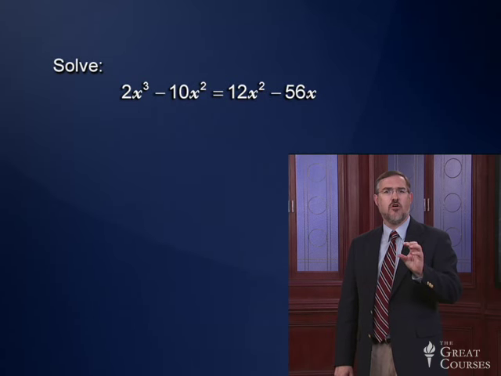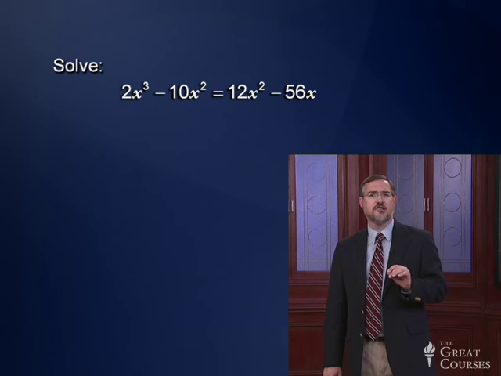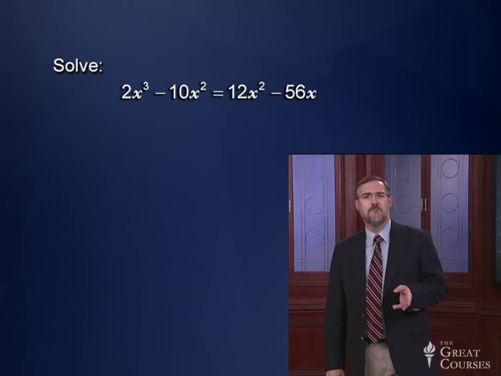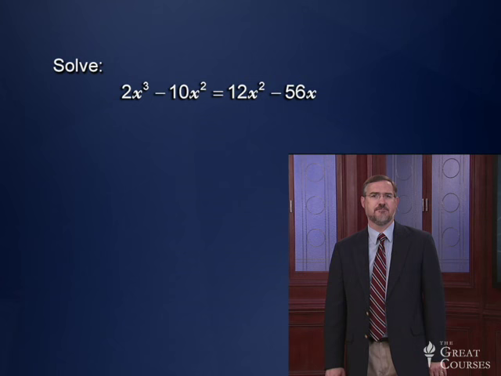Now, I'd like to look at another example of this idea of factoring out a common term. As I said earlier, it's the first thing you should always do when you're doing these kinds of problems. So let's start with this. Solve 2x cubed minus 10x squared equals 12x squared minus 56x.